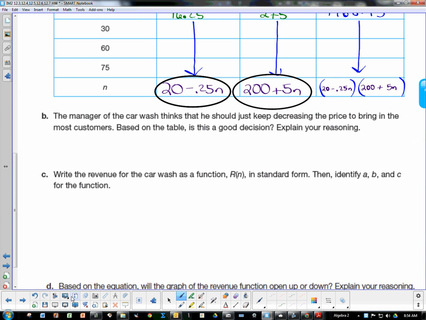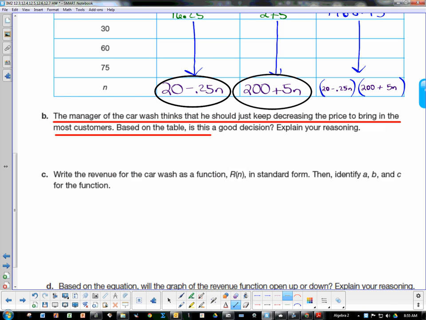All right. Part B. Part B says the manager of the car wash thinks that he should just keep decreasing the price to bring in the most customers. Based on the table, is this a good decision? No. Why not? Because it's revenue, not profit. It's revenue, not profit. Okay. Yes, because eventually the graph's going to turn on him and it's going to start losing money. Yeah, eventually they'll start losing money, right?